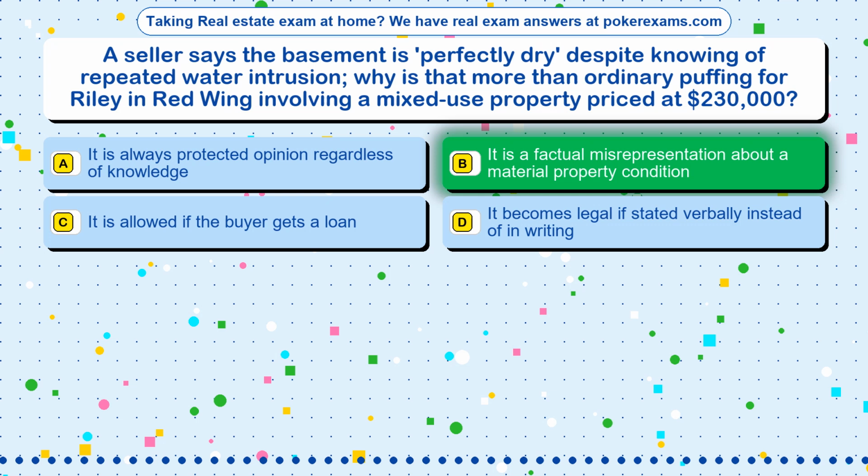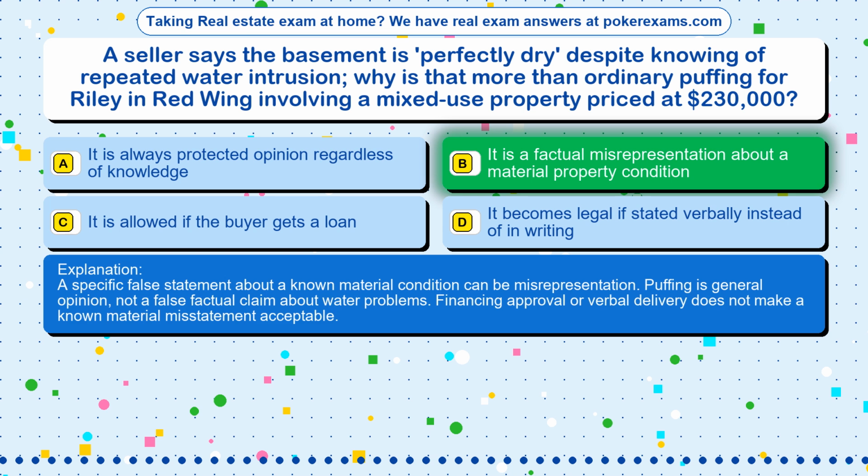The correct answer is option B. It is a factual misrepresentation about a material property condition. A specific false statement about a known material condition can be misrepresentation. Puffing is general opinion, not a false factual claim about water problems. Financing approval or verbal delivery does not make a known material misstatement acceptable.